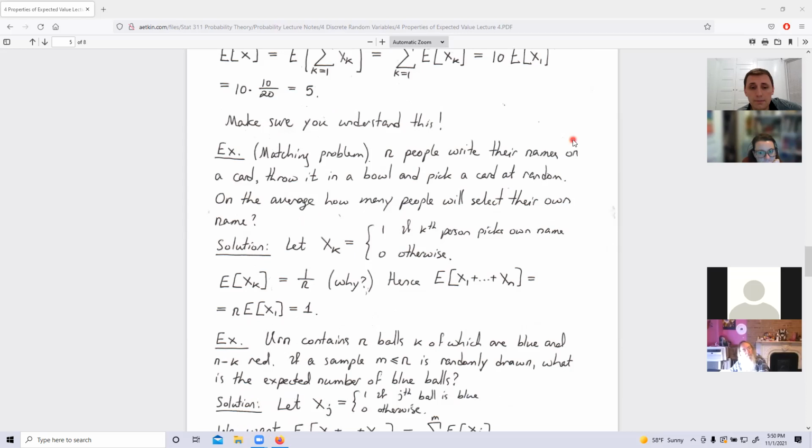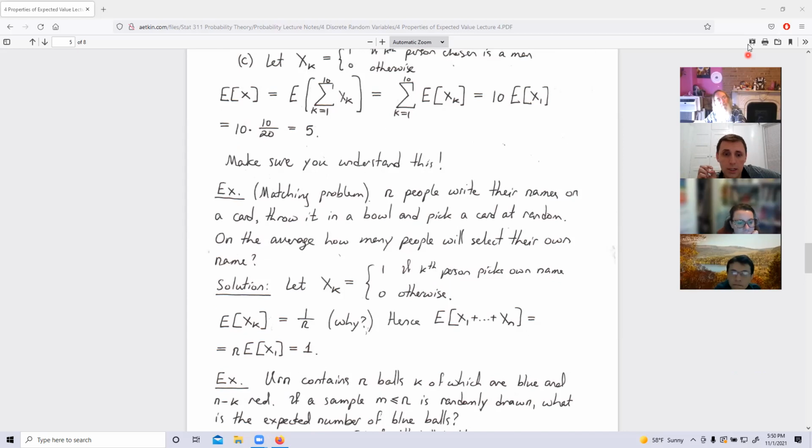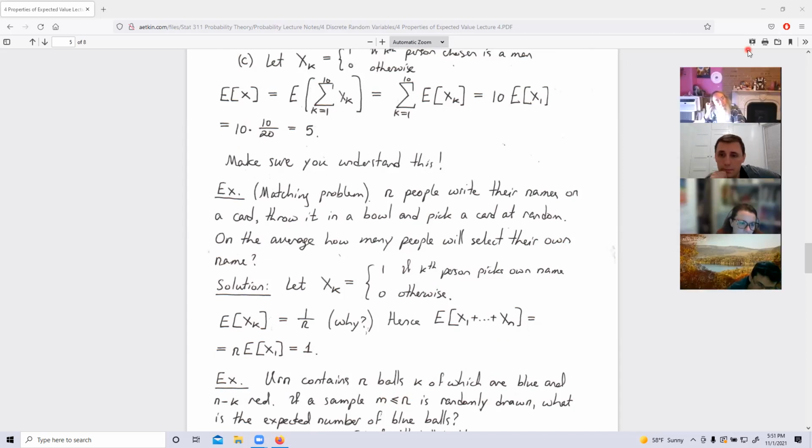Let's try this example. And maybe you will calculate the expected value for me. Can you do that? We have an urn with n balls, and k of which are blue, n minus k are red. We take a sample of size m, which is less than or equal to n. What's the expected number of blue balls in the sample? Does it make sense, guys? We have some large amount n. We take a smaller sample. We know how many blue we have, how many red we have. How many, on average, blue balls do we have in the sample?